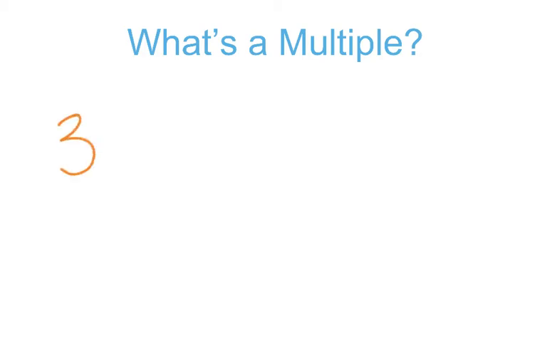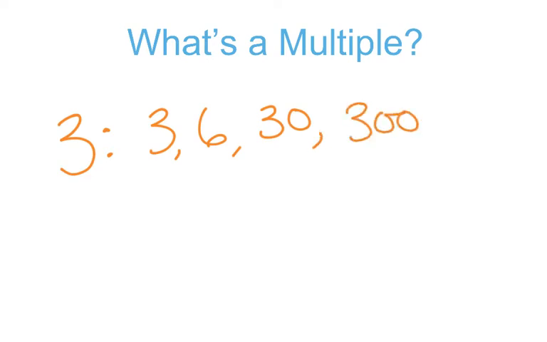So for example, let's find multiples of 3. To find the multiple, I'm going to multiply 3 times 1, 3 times 7, 3 times 100. All of those products, the answers, are multiples of 3. So you can list them by saying the multiples of 3 are 3, because that's 3 times 1. 6, because that's the product of 3 times 2. 30, because that's 3 times 10. 300, because that's 3 times 100. 9, because that's 3 times 3.